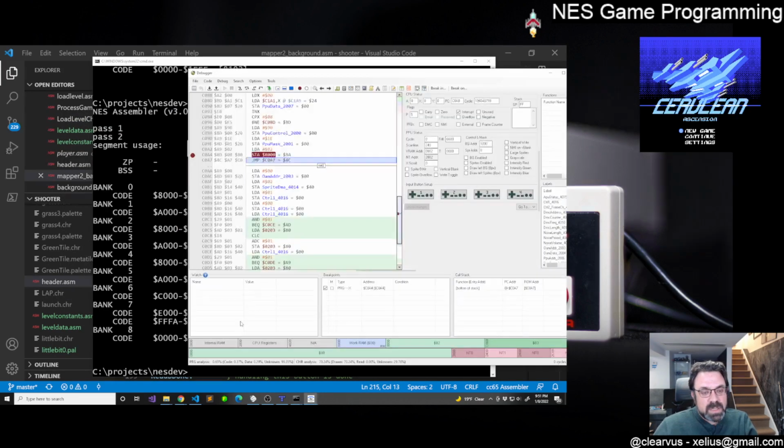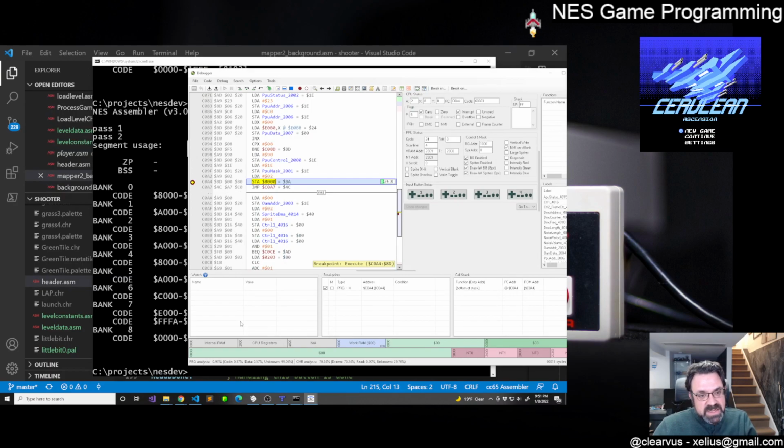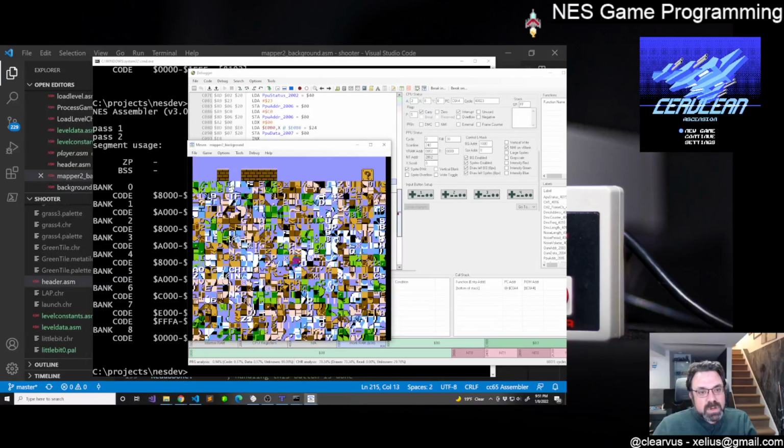So reload the ROM, we shouldn't see anything different from before. Everything loads the way that you expect it to. The sprite is still moving, although it's kind of hard to see because the background is all garbled. But yeah, nothing has changed there except the organization of the code.